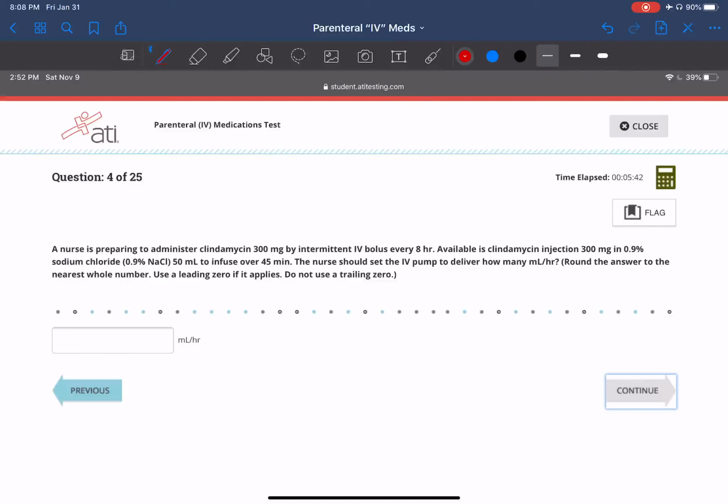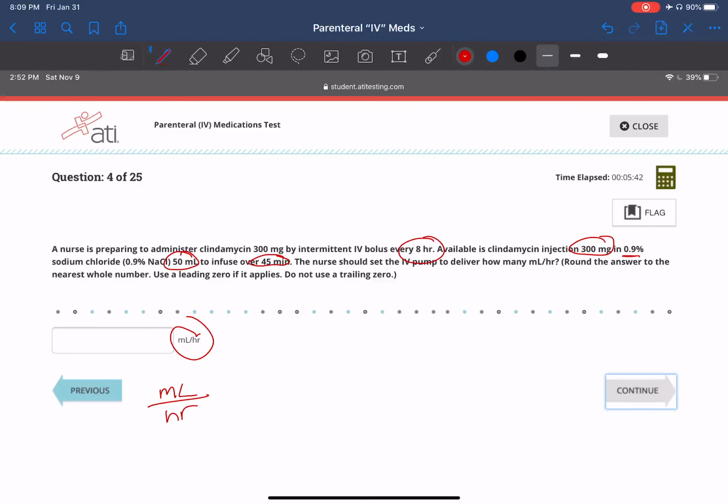Okay, so this is asking for ml per hour. Honestly, let's just go through here and circle the big numbers. So we have 300 milligrams, 8 hours. You don't even need to read it much of the time. Obviously, always read it, but go ahead and go through the numbers first. Another 300 milligrams. You don't need to care about the 0.9% sodium chloride. Only the 50 ml is what we care about. And then 45 minutes. So what are they asking for?